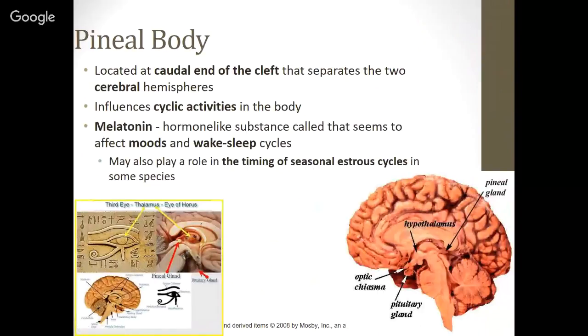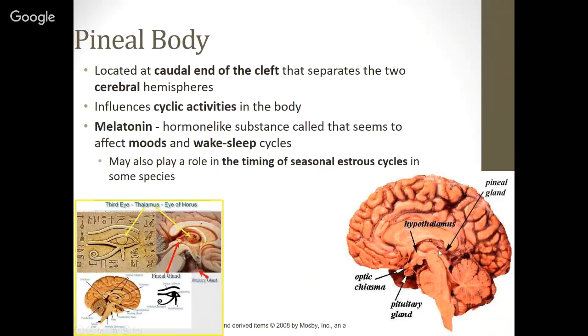The pineal body. This is really interesting. We've known about this pineal body for a very long period of time. You can see this in Egyptian hieroglyphs. It's also called the third eye, and it's located within or near the thalamus. It's also called the eye of Horus, and it's incorporated into this Egyptian hieroglyphic because that's what it looks like within the brain.